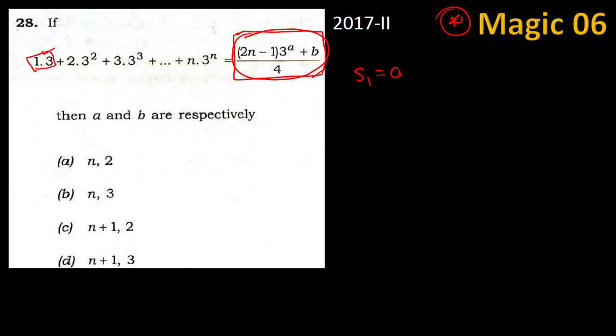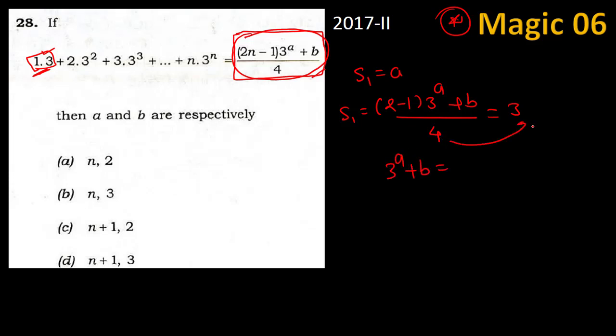Ye toh itna samajh mein aa raha hai, okay? So let's substitute n is equal to 1. So s1 is equal to what? It is 2 into 1 minus 1, 3 raised to power a plus b upon 4. And this sum should be equal to 3. So if you open this, 2 minus 1 is 1. So 3 raised to power a plus b is equal to 12. Ye aage bhai, 3 to the power a plus b is equal to 12.